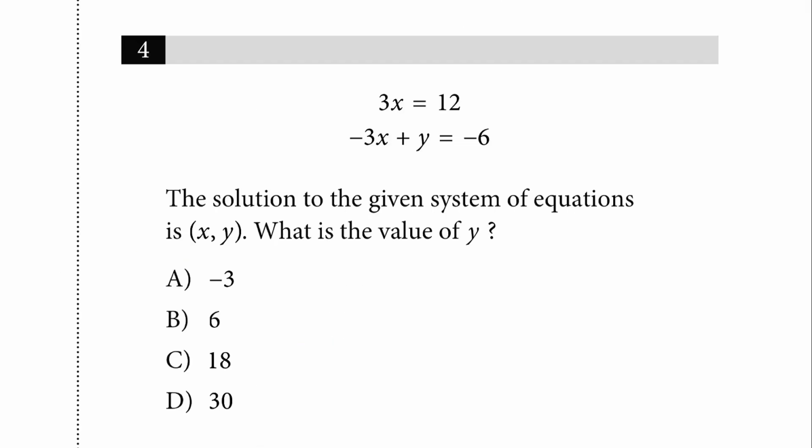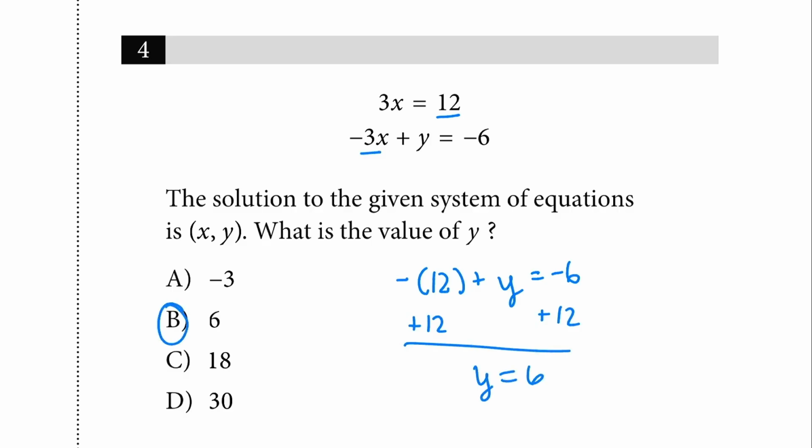The solution to the given system of equations is (x, y). What is the value of y? Well, we can see that 3x equals 12. So what we can do is replace 3x with 12 in the second equation and then solve for y. If we add 12 to both sides, y is going to be equal to 6.